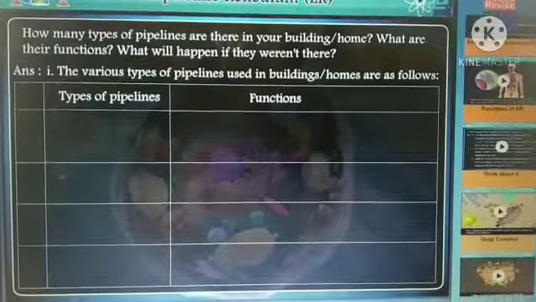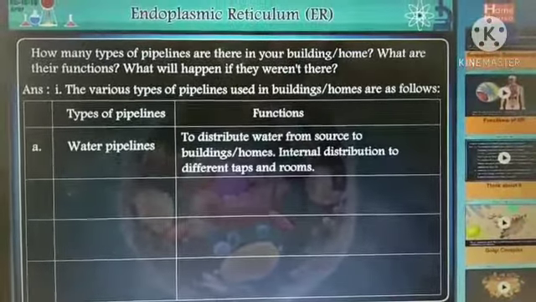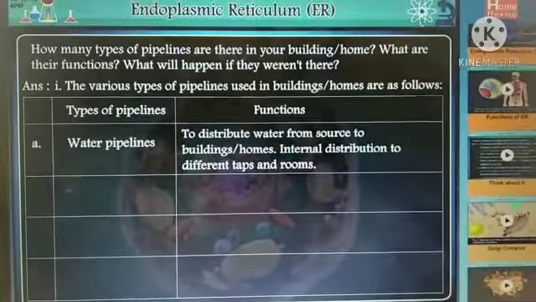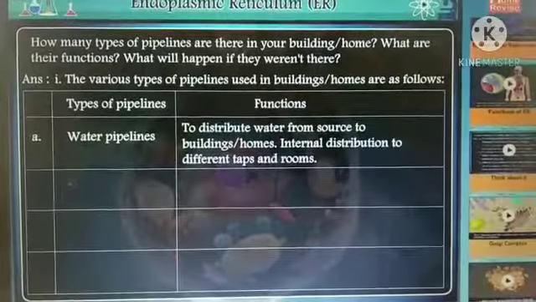Endoplasmic reticulum. How many types of pipelines are there in your building or home? What are their functions? What will happen if they weren't there?